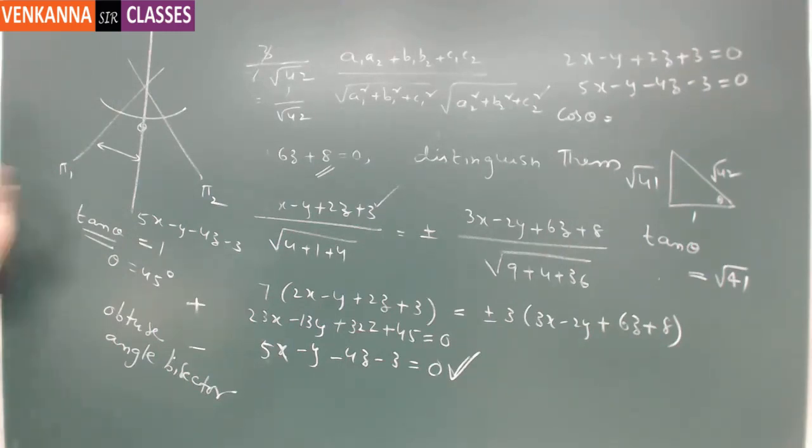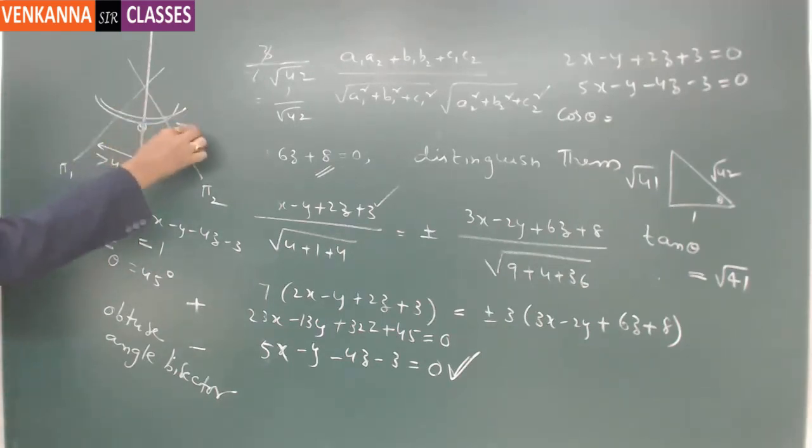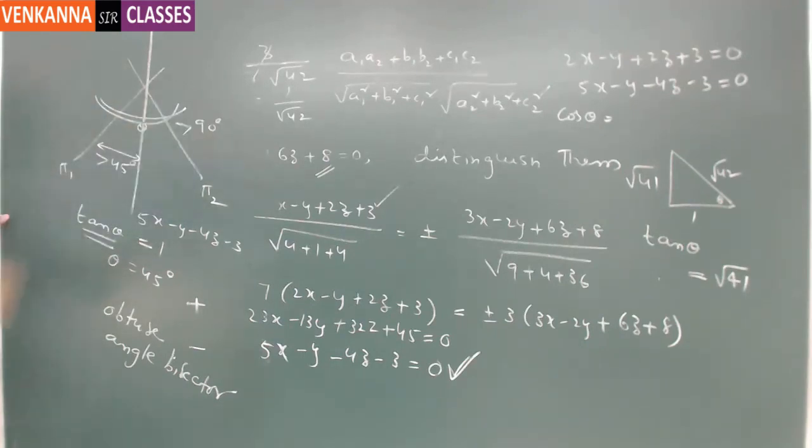Right. So after calculating the tan theta, I got the value as root 41, which is greater than 1. So this angle is greater than 45 degrees. Hence the total angle is greater than 90 degrees. That's it. So any other queries from anybody?